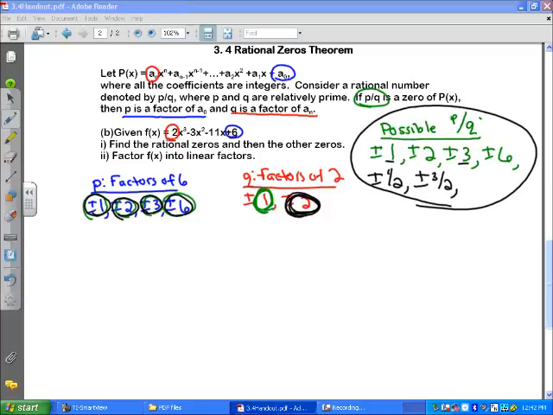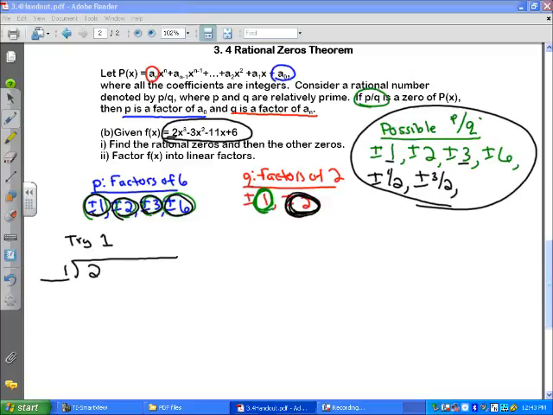Now let's actually try one of them. I'm going to start with 1 as my very first zero to try. Let me erase this first. I'm going to divide this polynomial by x minus 1. If I get a remainder of 0, then I know it's a factor. If not, then I have to try a different number. So let's put the polynomial in here.